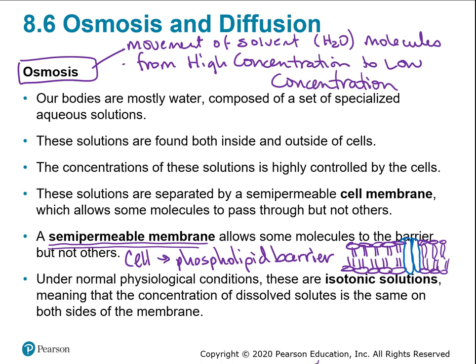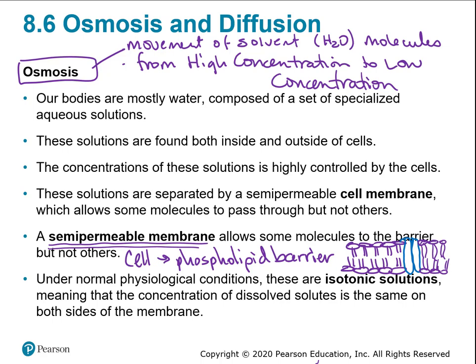So this is going to create this little passageway. And this one, for example, is specific for water. So this doesn't let glucose through. This doesn't let salts through. It only allows water molecules to pass through, because otherwise water would not be able to pass through the membrane because of that phospholipid barrier.